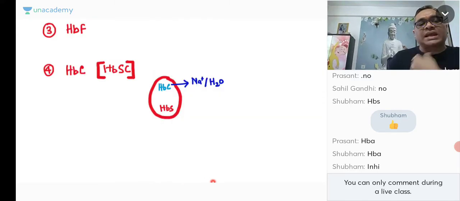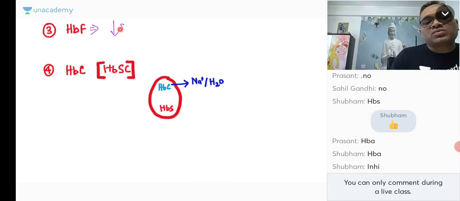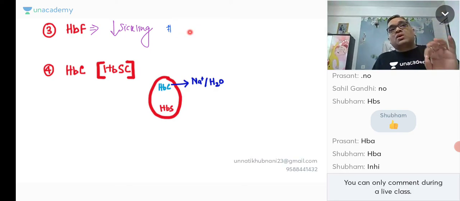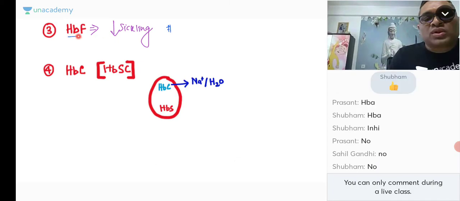So we are talking about factors affecting sickling. Fetal hemoglobin is also going to decrease the sickling, right? So when you are seeing a sickle cell anemia patient, will you find symptoms in a baby who is less than 6 months old? No. So that's fine. You remember what I have told you? The fetal hemoglobin will reach the adult level by what months? 6 to 7 months. Right.